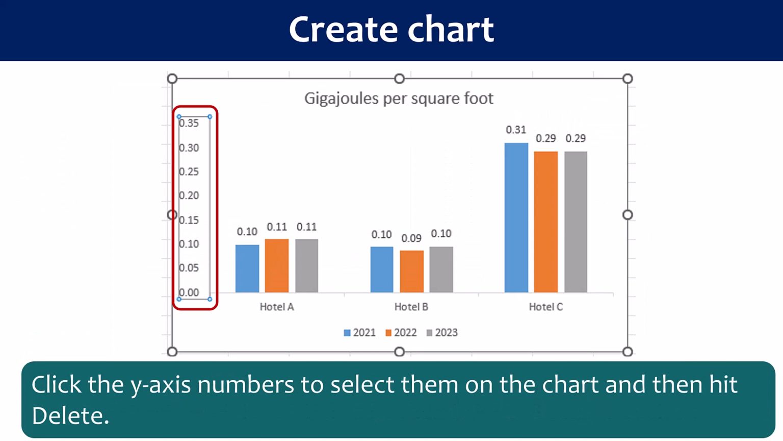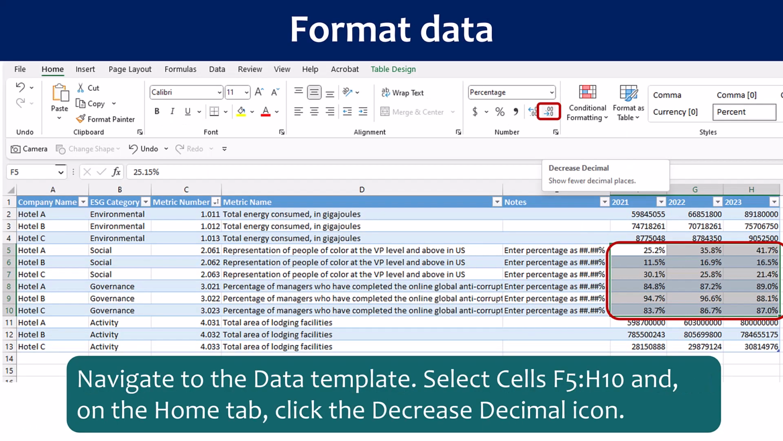Click the Y-axis numbers to select them on the chart and then hit Delete. We do not need them because we are using data labels. Navigate to the data template. Our next 2 charts will use percentage and we only want one decimal place to show in the charts.